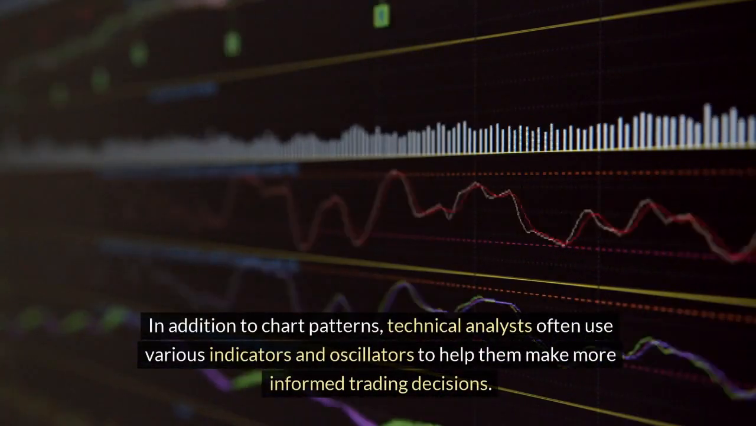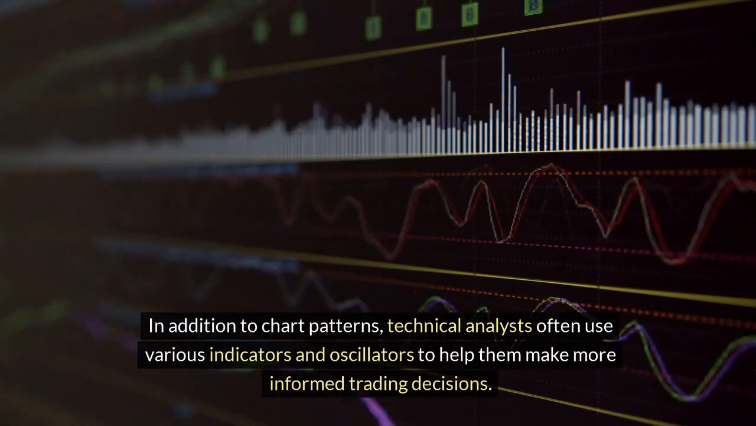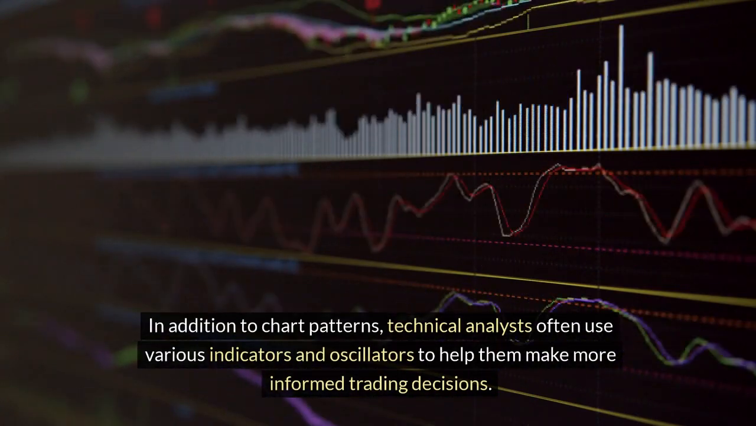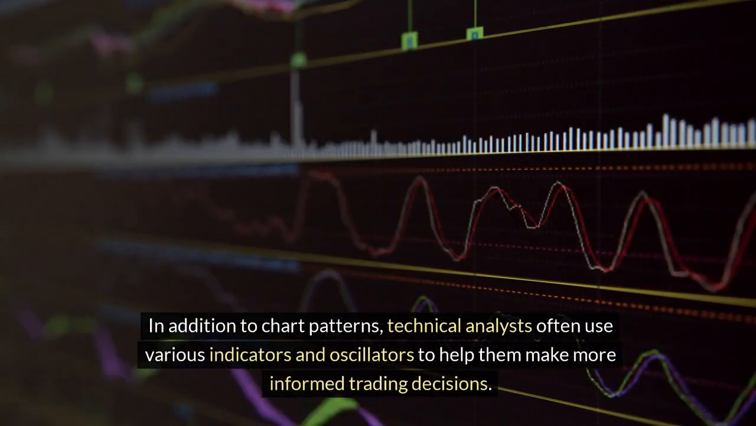In addition to chart patterns, technical analysts often use various indicators and oscillators to help them make more informed trading decisions.